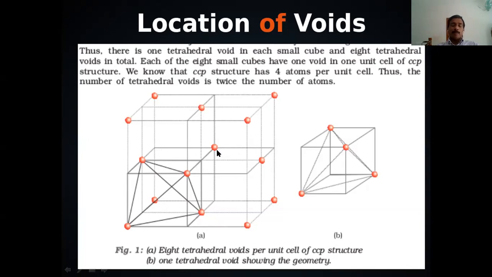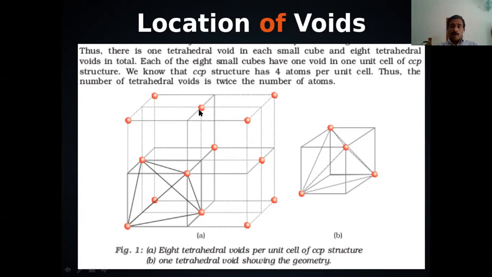What is the total number of particles? 4. How many tetrahedral voids? 4 into 2, 8. So 1, similarly here 2, 3, 4, 5, 6, 7, 8. 8 tetrahedral voids are present. The voids formed between 4 spheres. Here, if you consider this one, 1, 2, 3, 4.